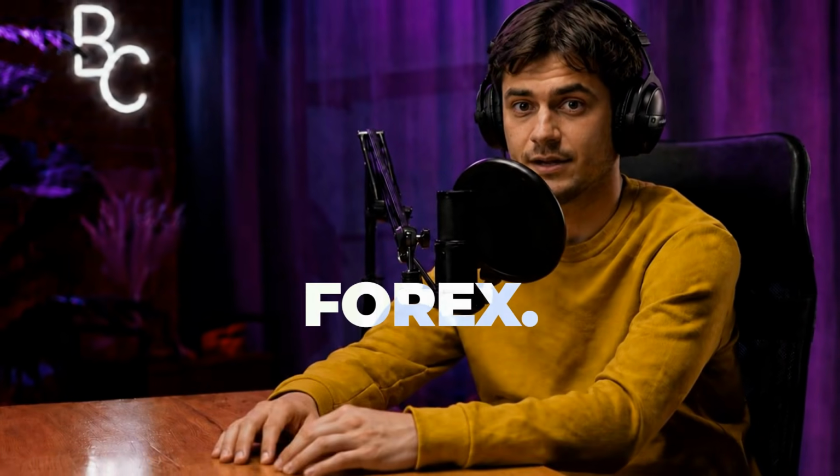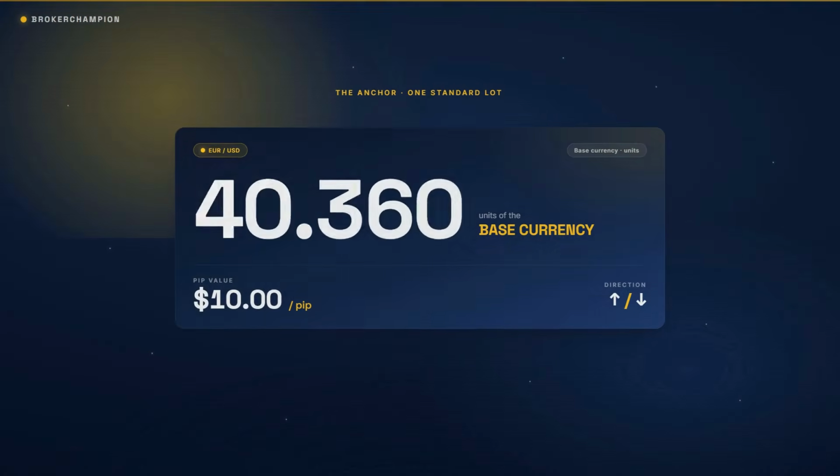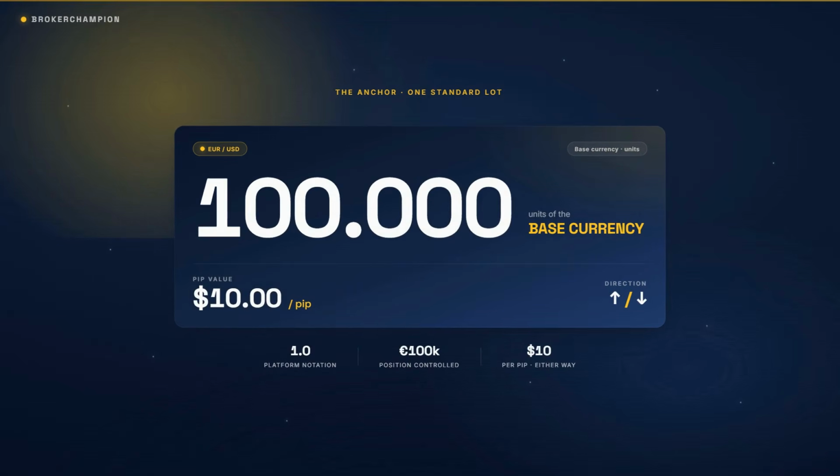Lots in forex: standard, mini, micro, and nano. Get this wrong and your risk rule quietly breaks. A standard lot in forex is 100,000 units of the base currency. That's the anchor. That's the unit everything else scales from.